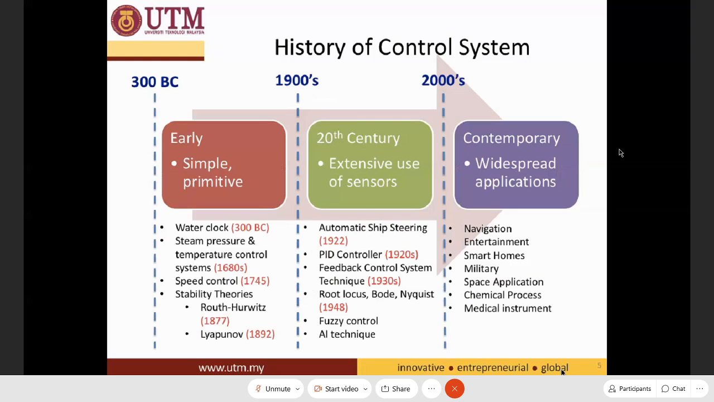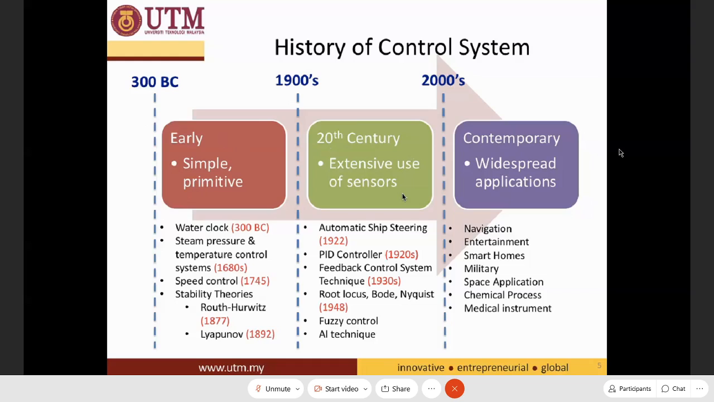So maybe you can roughly Google some very simple control systems. You have a heater, something like that, to control the temperature. You have a water heater, you have an iron, any simple system. So the early ones we call primitive. And then we have 21st century control systems that involve many sensors, fuzzy control, AI, feedback control. That is a high level of control system.